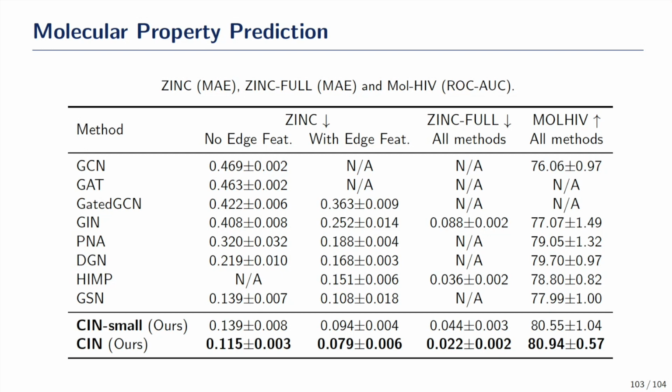So ZINC is a data set for predicting the solubility of molecules. ZINC-Full is just a bigger version of ZINC. And MolHIV, for instance, is a data set for predicting, I think, the capacity of some molecules to inhibit HIV replication, something of that kind. And for instance, you can see here this GSN model that Michael was also talking about, which does kind of counting features and things of that kind. Interestingly, when we were not using edge features, these models had the exact same performance. But when we use edge features, our model is actually doing much better.